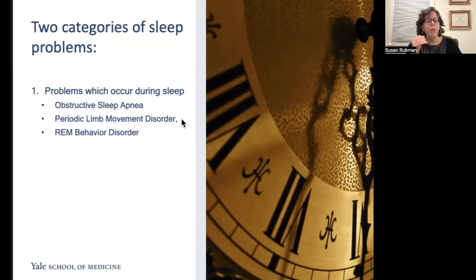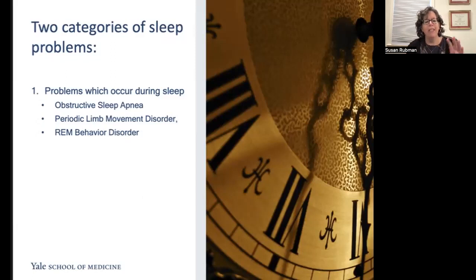Periodic limb movement disorder also occurs exclusively during sleep, and these are little tiny leg jerks that occur in clusters across the night, and those are often also associated with little tiny wake-ups, which are disruptive of sleep. And finally, we're going to talk about REM sleep behavior disorder. This occurs only during dream sleep. REM is rapid eye movement or dream sleep.